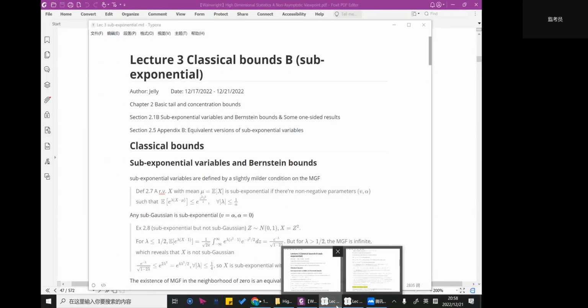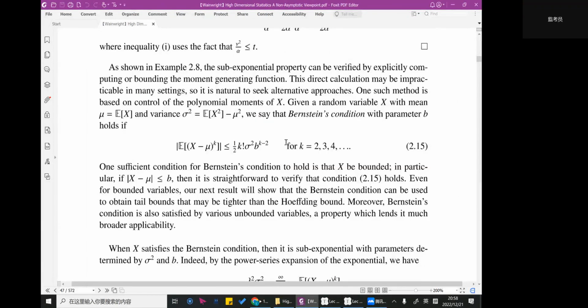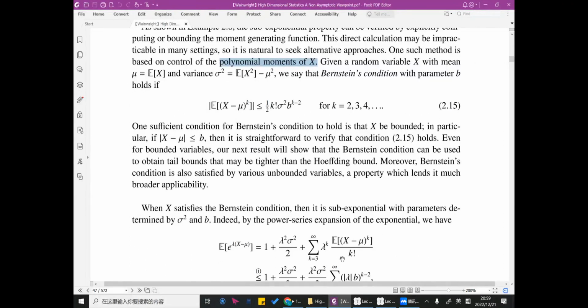Okay, now we will talk about Bernstein's condition, which is an equivalent condition for x to be a sub-exponential random variable. Here we can control the polynomial moments of x so as to get the property that x is sub-exponential.